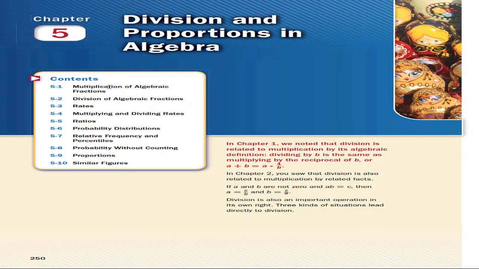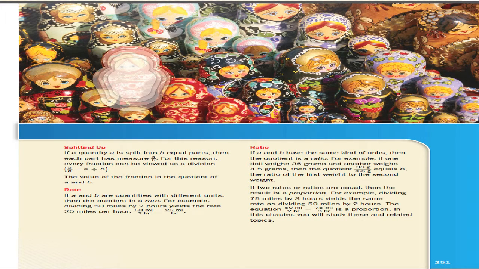Read through the chapter opener. There's some nice stuff in here about algebraic fractions, how they work, the whole invert and multiply idea. There's also this idea of splitting things up to view a fraction as equal parts of some whole. Rates are defined again, and they are quantities with different units. Ratios have the same kind of units. So we've got a few different discussions here of topics we've seen before, but we're going to be applying some algebra in solving them.